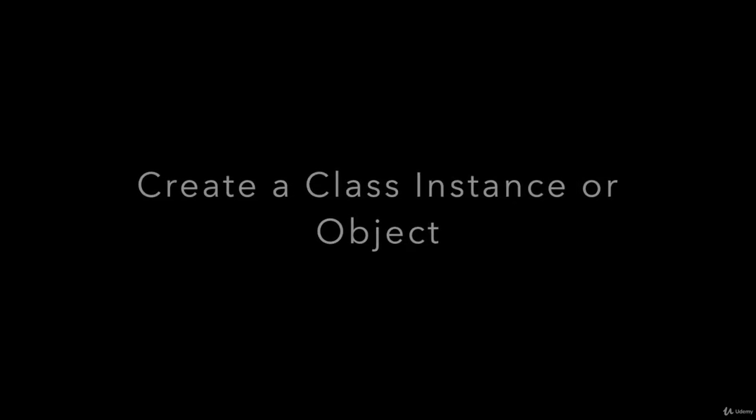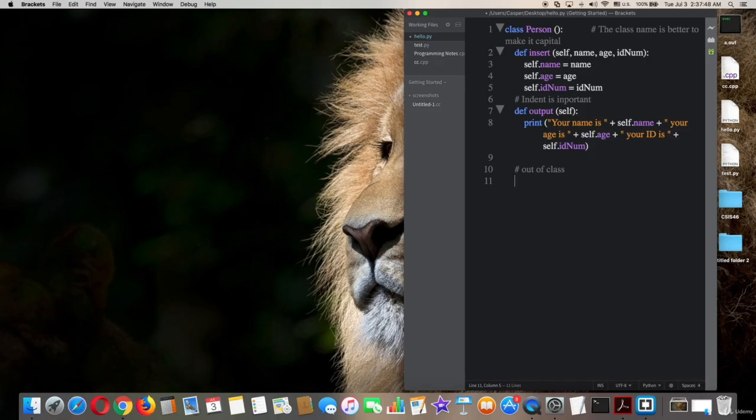Create a class instance or object. As you can see here, this is our previous class that we declared. So now, to create a class instance or a class object, simply type the name of the instance or the object that you want to create, such as j equal person parenthesis. Okay, the j object has the functions and variables that are declared in the class person.